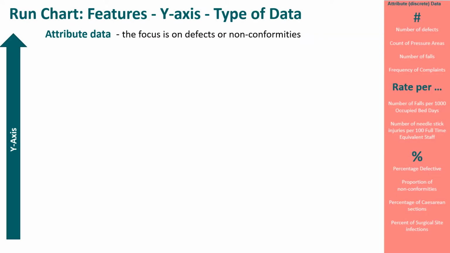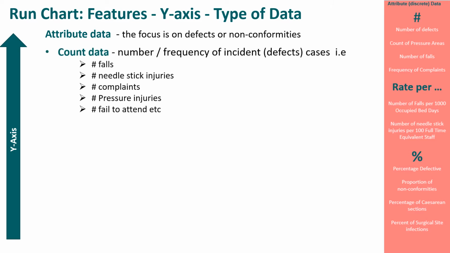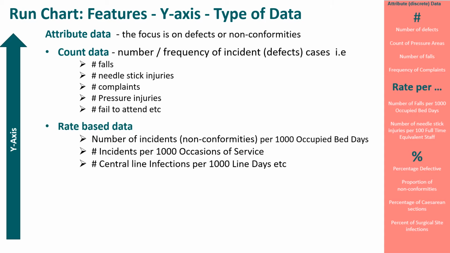So I'll now list some examples of attribute data, remembering this is a focus on defects or non-conformities in healthcare. Count data would be looking at the number or the frequency or the count of incidents, in other words, defects or non-conformities. So for example, the number of falls or the frequency of needle stick injuries or the number of complaints or the count of pressure areas or the number of failed to attends. Rate-based data looks at the number of incidents or non-conformities per, say for example, occupied bed days, or the number of incidents per 1,000 occasions of service in outpatients, or the number of central line infections per 1,000 line days.